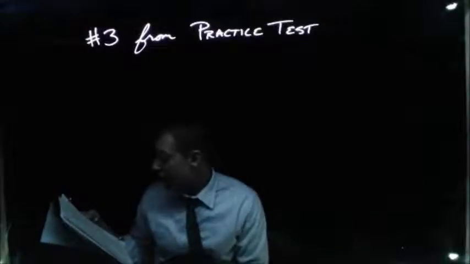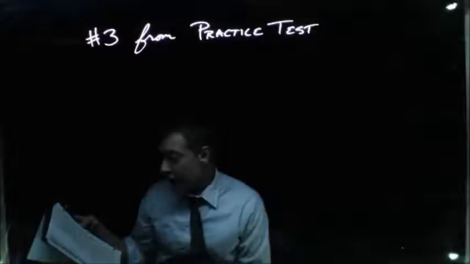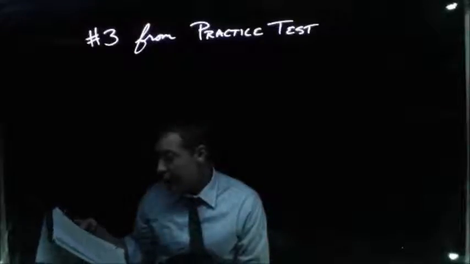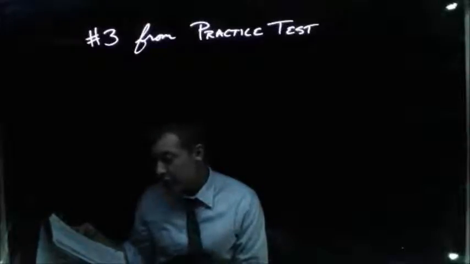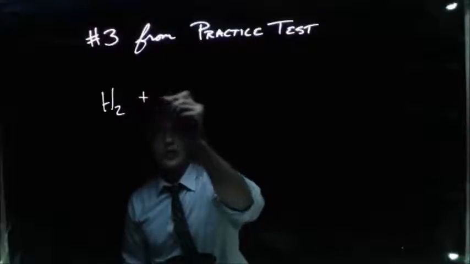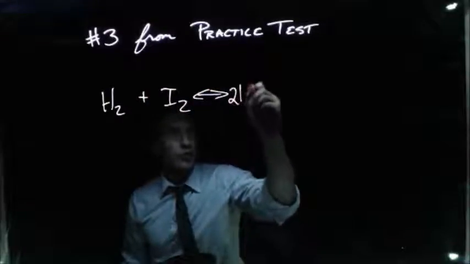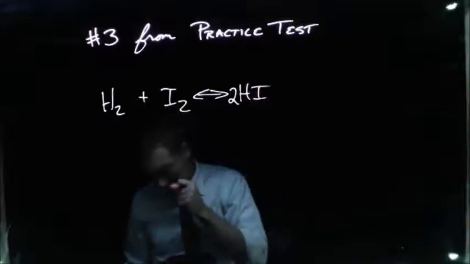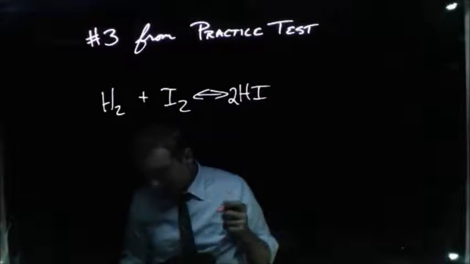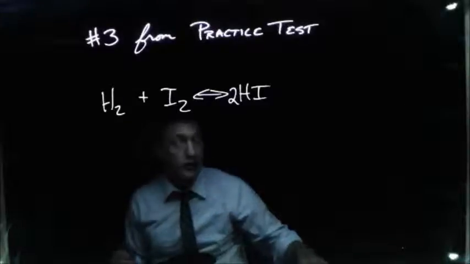Next, we're going to take a look at number 3 from the practice test. It says exactly 1 mole each of H2, I2, and HI are placed into a 2.0 liter reaction vessel. And then it gives us the reaction: H2 plus I2, back and forth arrow, 2 moles of HI. And it says exactly 1 mole of each is placed into a 2 liter reaction vessel.